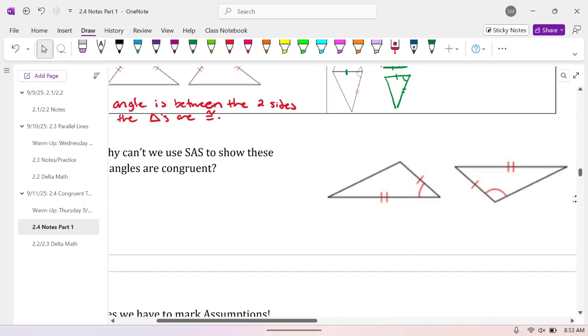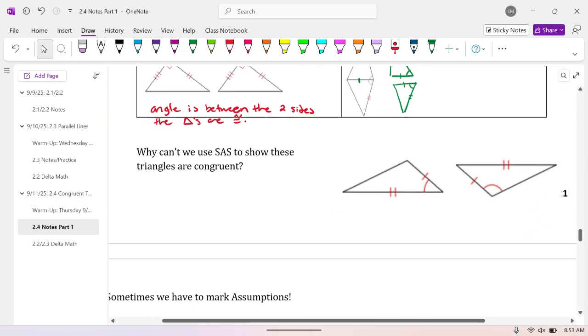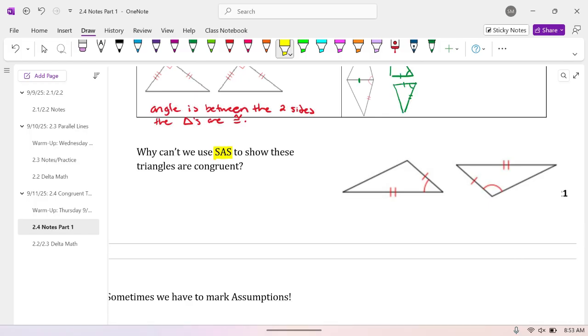Now, why can we not say that these two triangles are congruent by SAS? So if we use SAS specifically, why can we not prove that those two are congruent? Right, so the angles are kind of in different spots. So for example, this first one, we can easily say that's SAS because we have two congruent sides, the angle in between the two. But look at this one. Right, the angle's not between the two congruent sides. It's not formed by the two congruent sides. It's only connected to one of them.